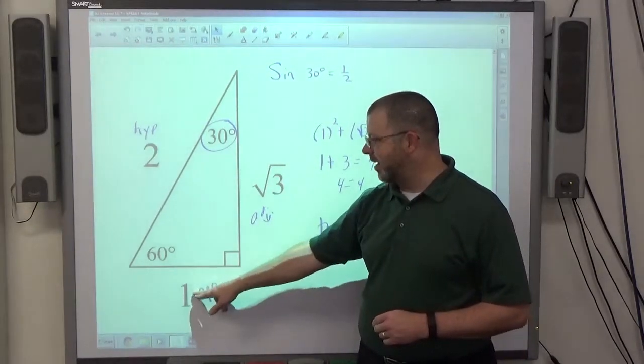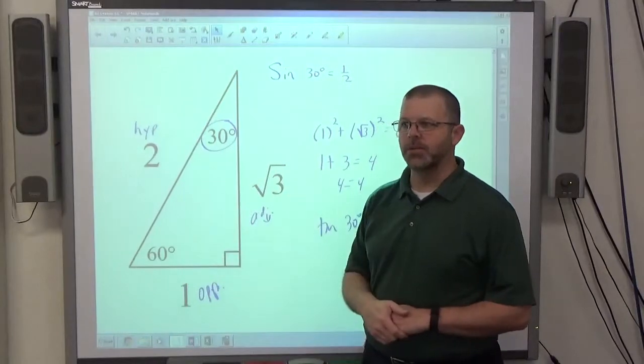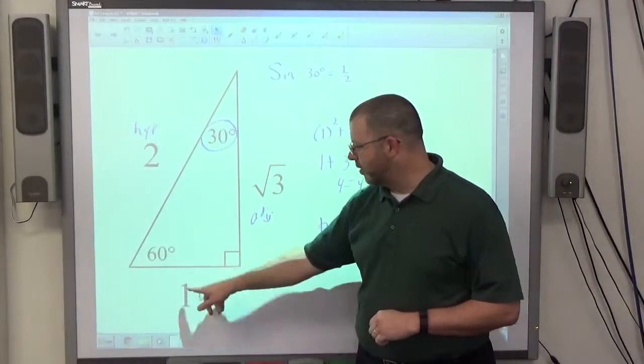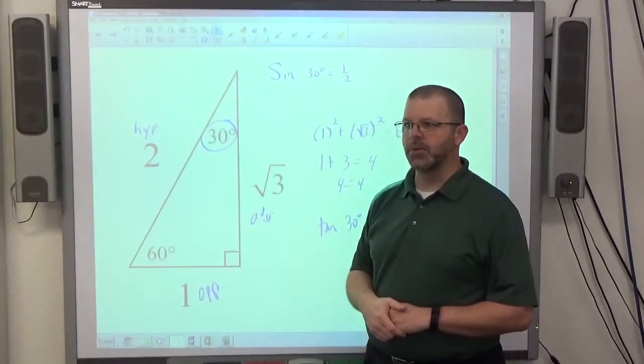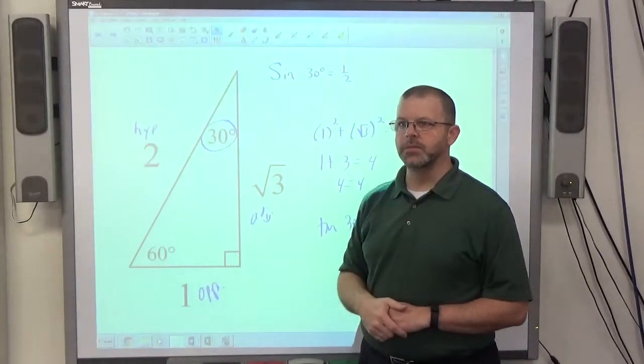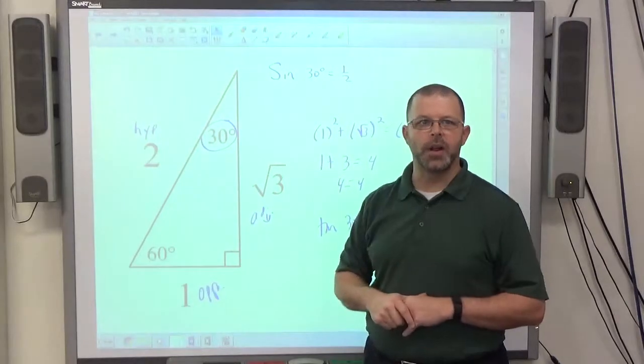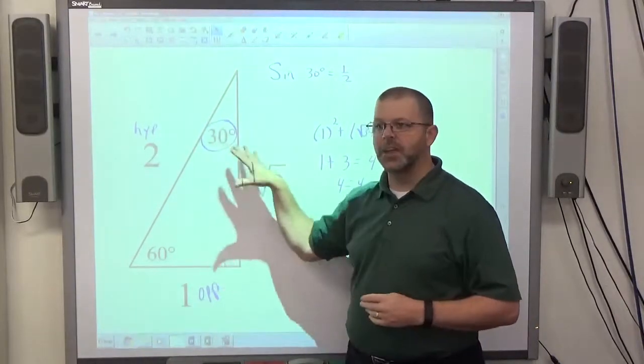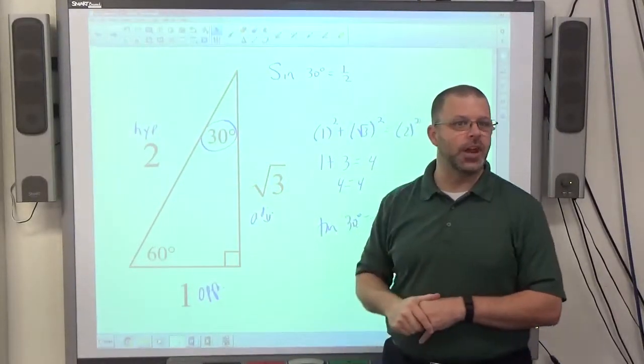So if this is 10, that's 20, that's 10 times the square root of 3. If this is 5, that's 10, that's 5 times the square root of 3. If this is 40, this is 20, that's 20 times the square root of 3. So we have the ability to just walk around the triangle like that. We also have this as a triangle that's similar to any 30, 60, 90 right triangle.